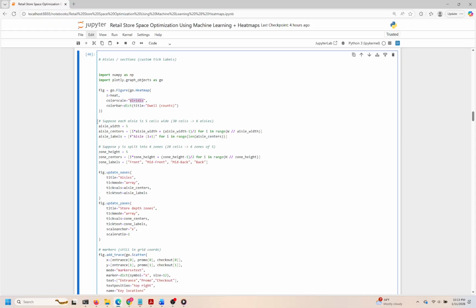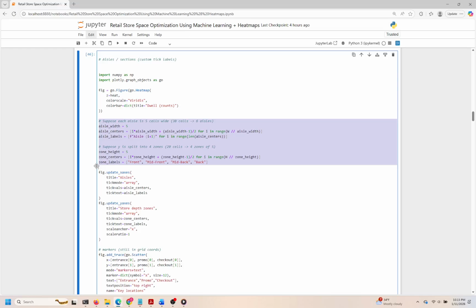Next, we define the aisles and zones within the store. Each aisle is standardized as being 5 cells wide, meaning that the total width of the store, represented by the variable W, is divided evenly into aisles. This gives us a systematic way to label these aisles, helping us to easily reference them in our visual.